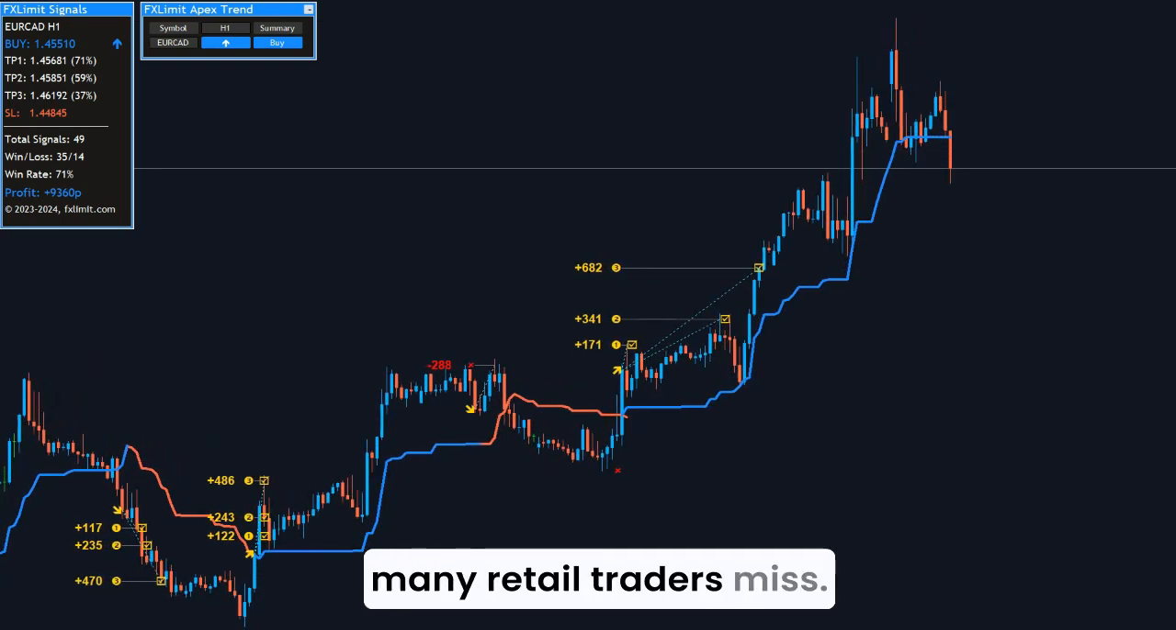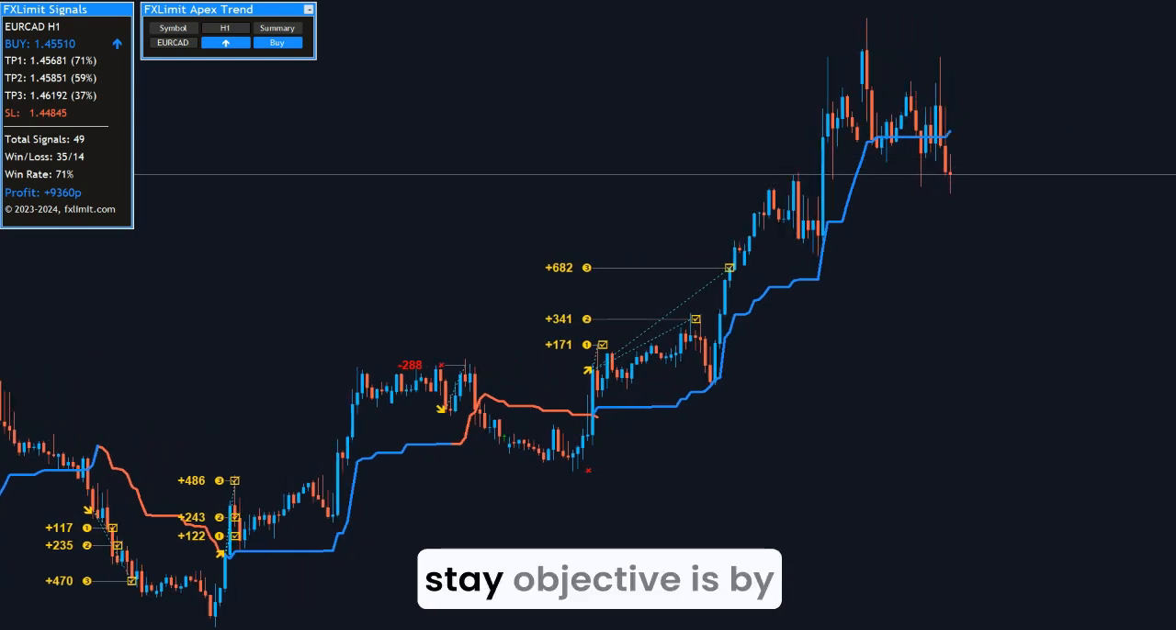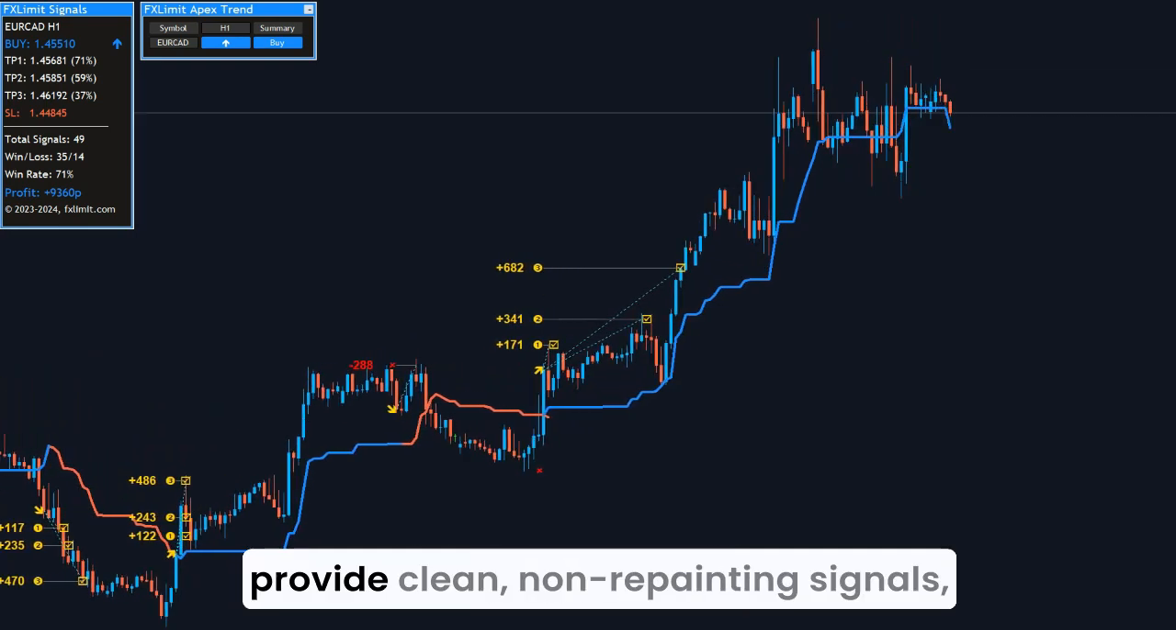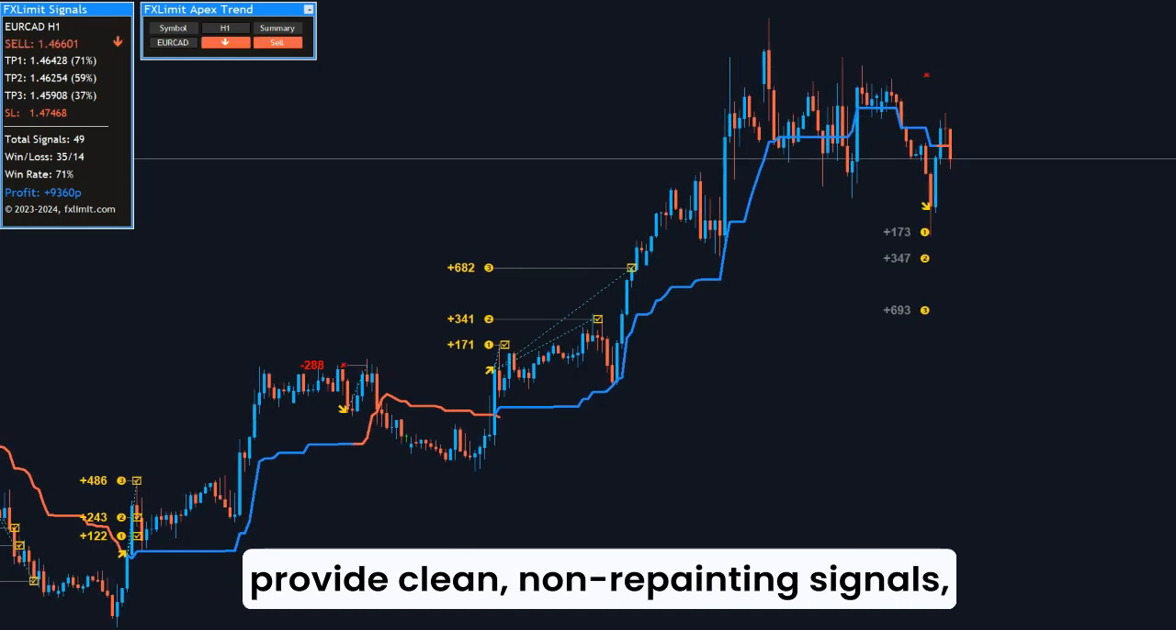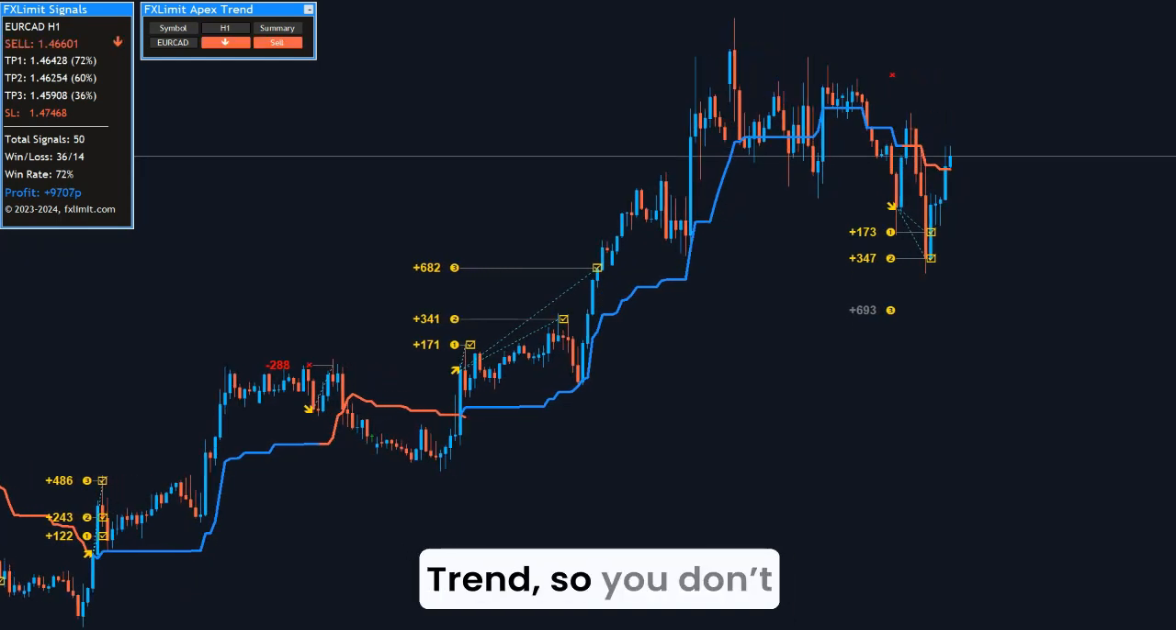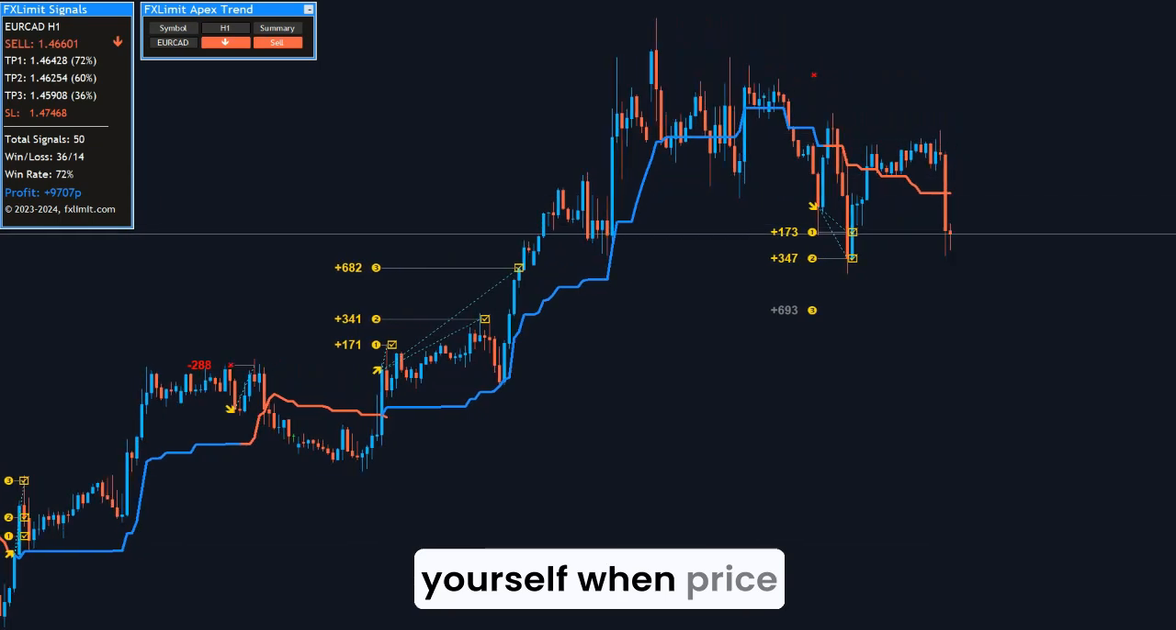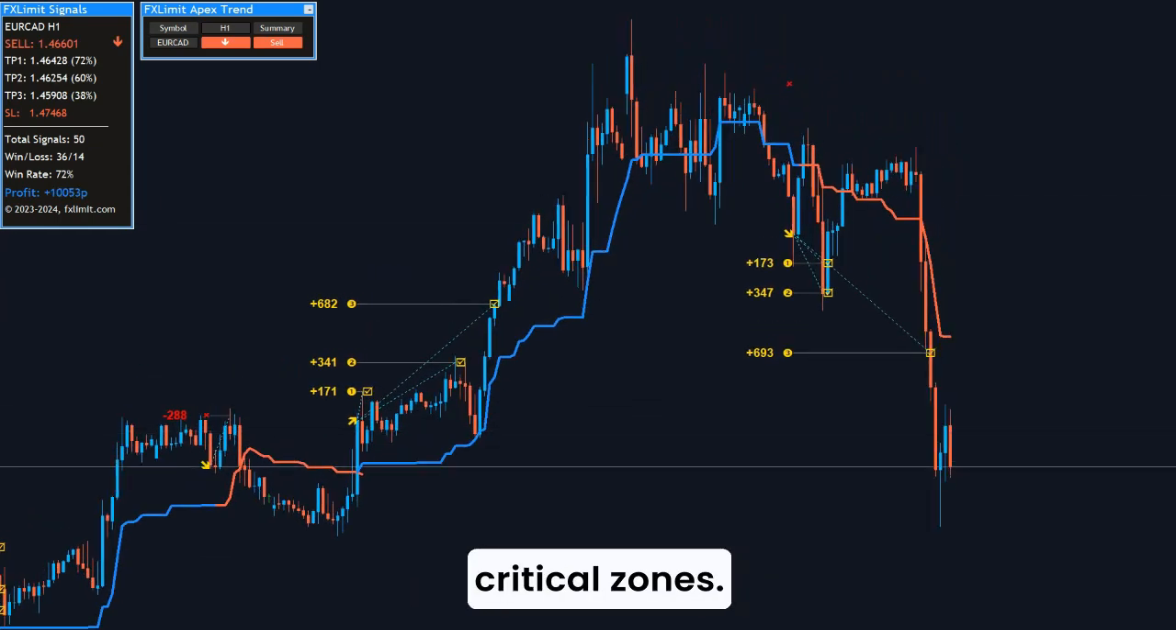One helpful way to stay objective is by using tools that provide clean, non-repainting signals like those from Apex Trend, so you don't second-guess yourself when price revisits these critical zones.